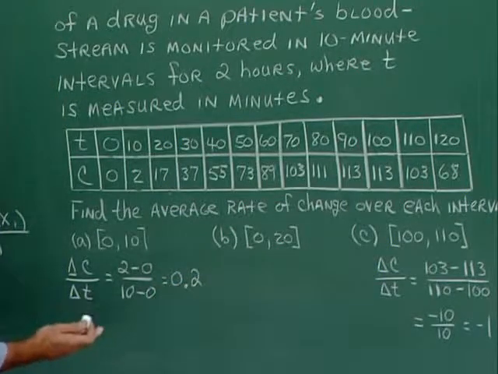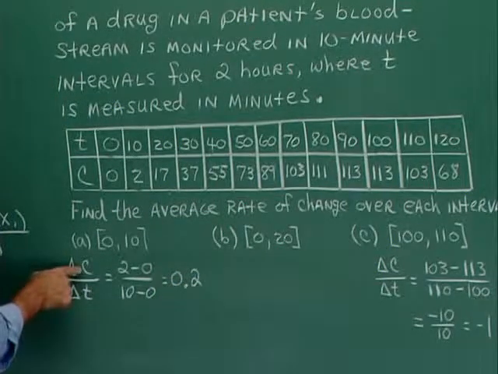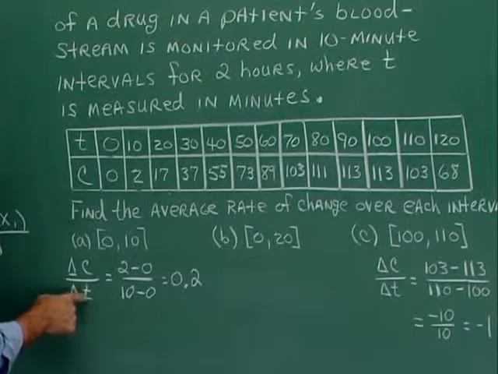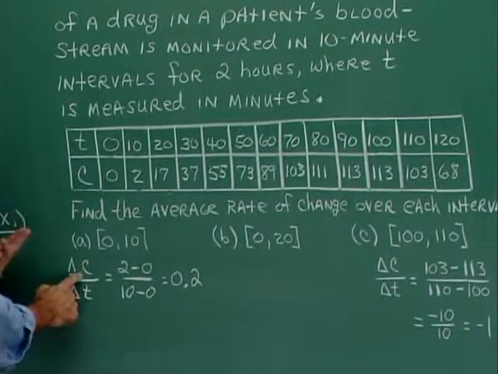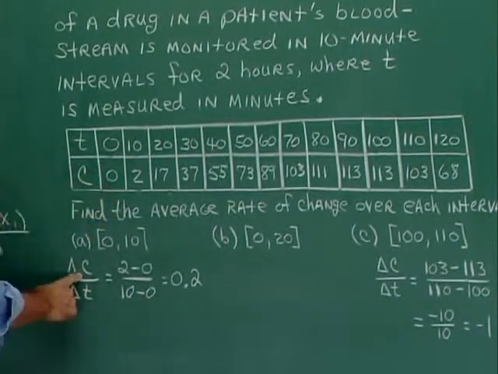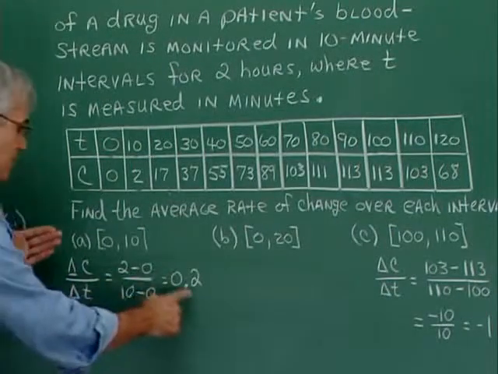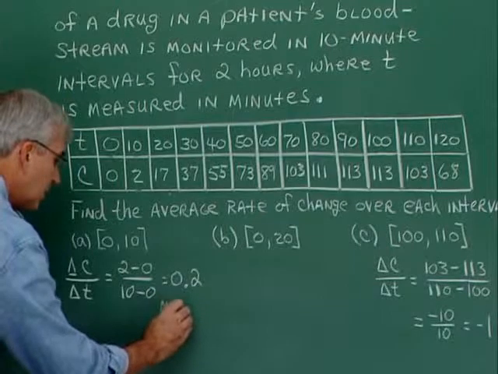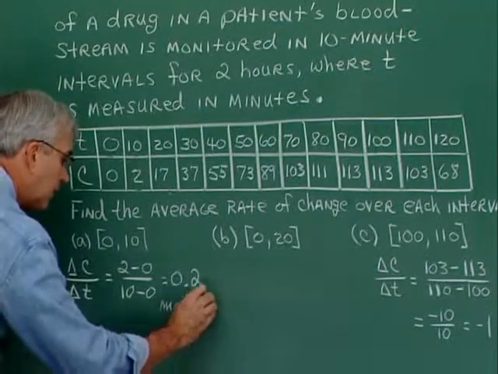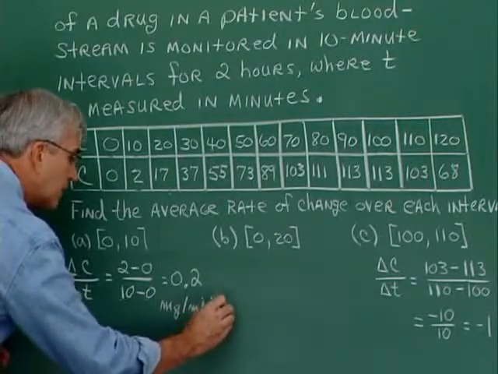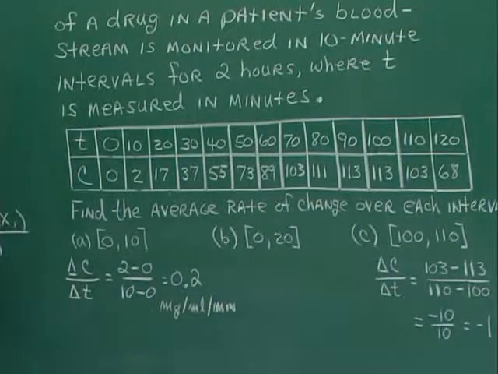Now the unit associated with this is, notice it's concentration over time, so the concentration amounts were given in milligrams per milliliter, and then time is in minutes. So this is milligrams per milliliter per minute is the unit.